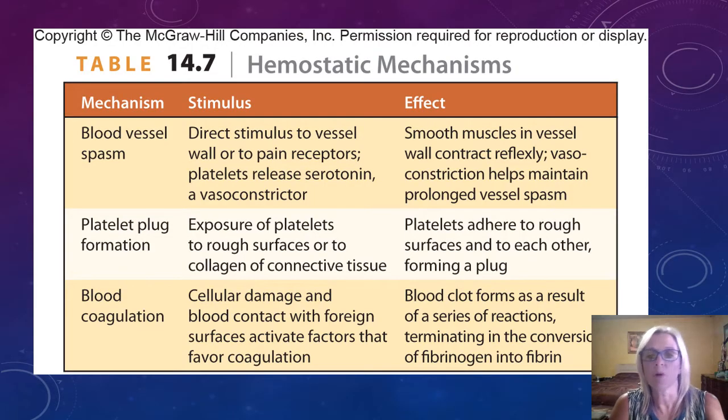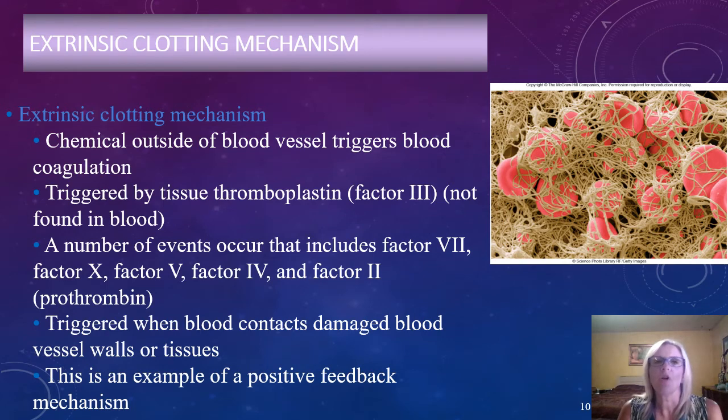This is a good summary here of what we were just talking about, the hemostatic mechanisms of blood vessel spasm, platelet plug formation, and coagulation. All right, so we're going to go over this extrinsic clotting mechanism here. Remember, this is a chemical outside. Think exit, that means outside. So a chemical outside of the blood is going to trigger blood coagulation.